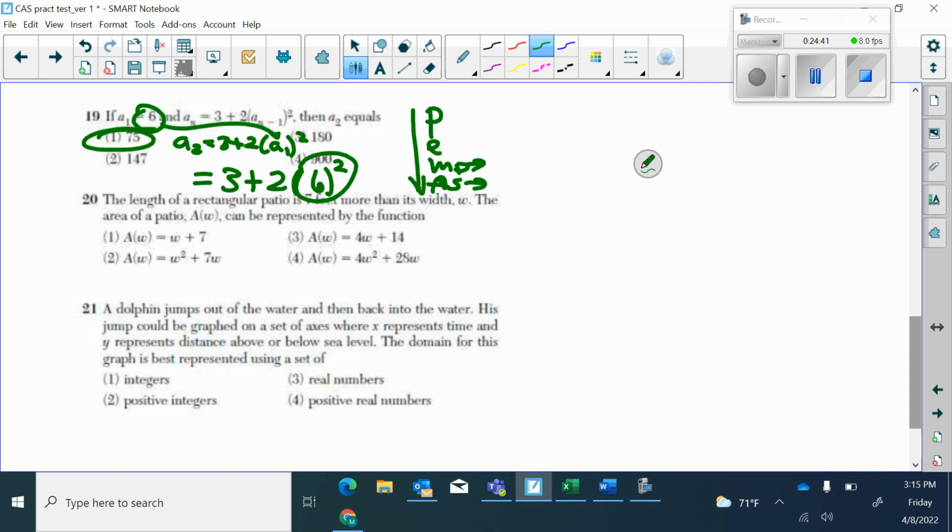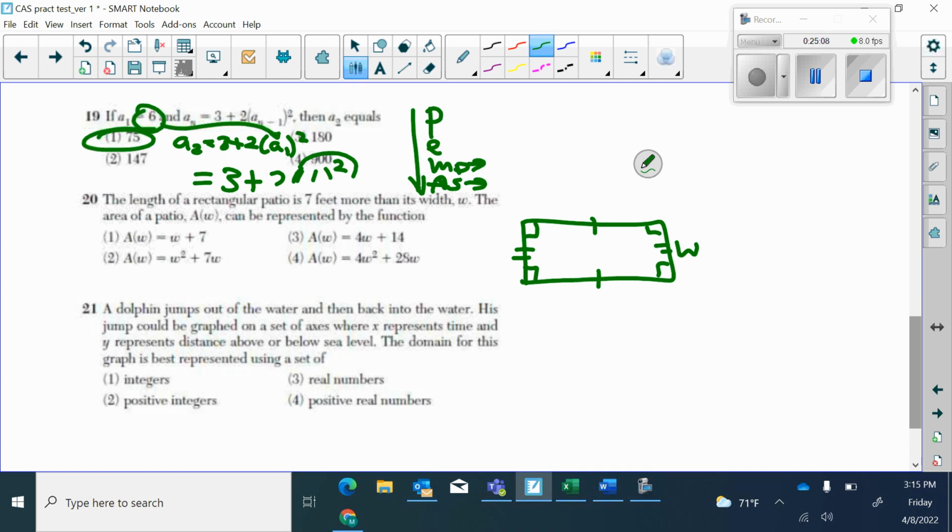All right, 20. The length of the rectangular patio is 7 feet more than its width. So you draw a rectangle. Okay, notice they're using W for width. So there's my width. Okay, 4 right angles is the definition of a rectangle. Opposite sides congruent. Okay, those hash marks mean they're congruent. That's geometry. We can learn some geometry right now. So that's what a rectangle looks like in geometry.